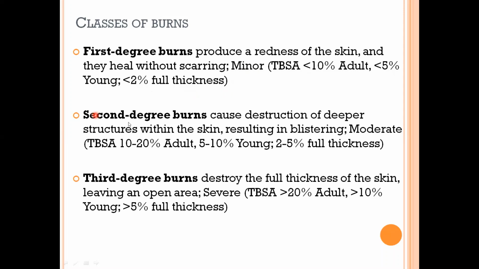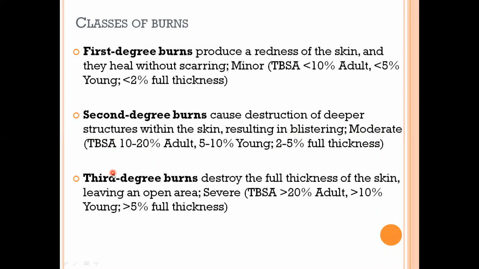Second degree burns cause destruction of deeper structures within the skin, resulting in blistering. So this will be called a moderate burn, having a total body surface area of around 10 to 20% in adults, 5 to 10% in young aged people, and 2 to 5% of full thickness. So this will be called a moderate burn.